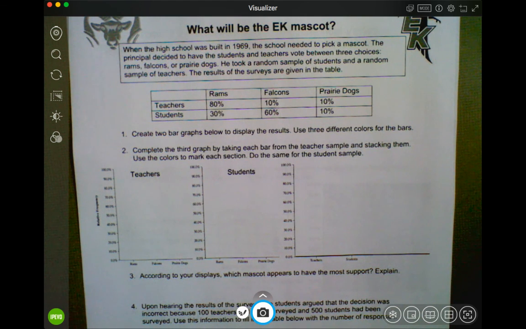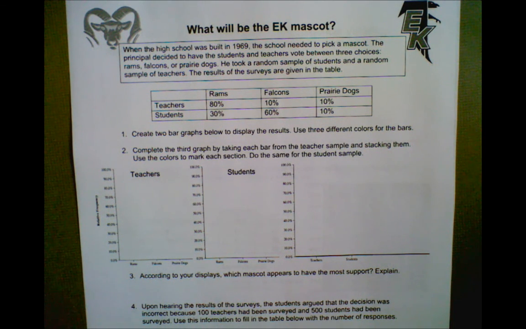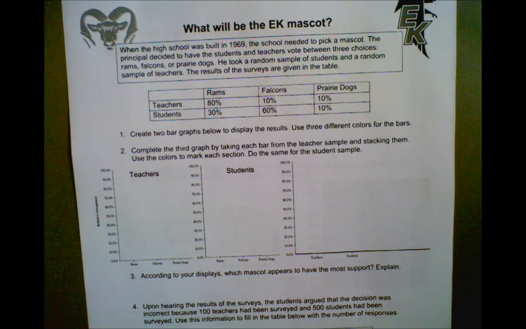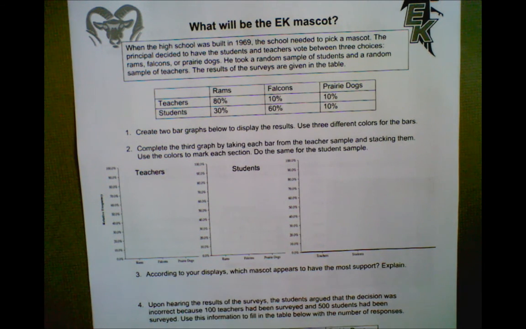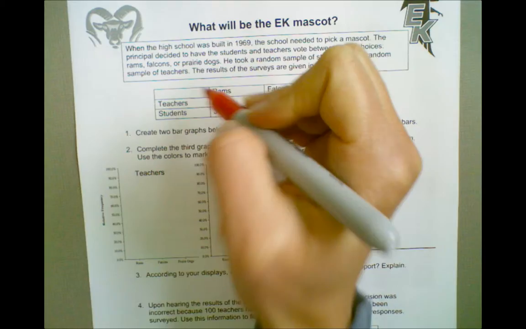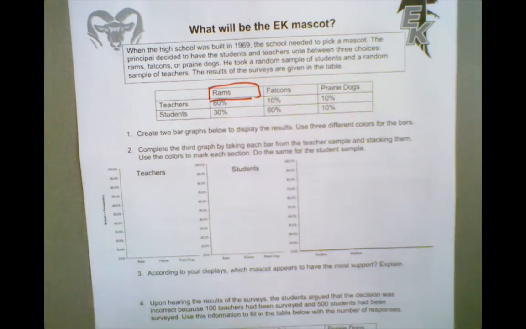So today we're going to take a look at mosaic plots and how they are related to segmented bar graphs. Here we're just going to walk through this example and build a mosaic plot. We have data on teachers and students and what they would vote for their favorite mascot to be. So we're going to start by making bar graphs, one for teachers, one for students, and then use their favorite mascot. I'm going to do everything for the Rams in red.